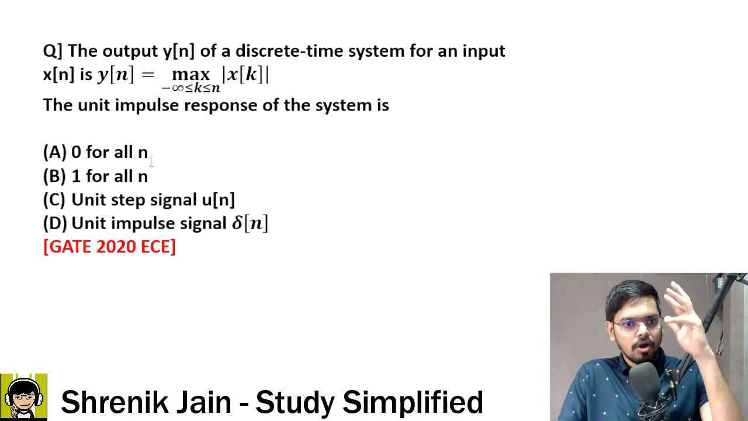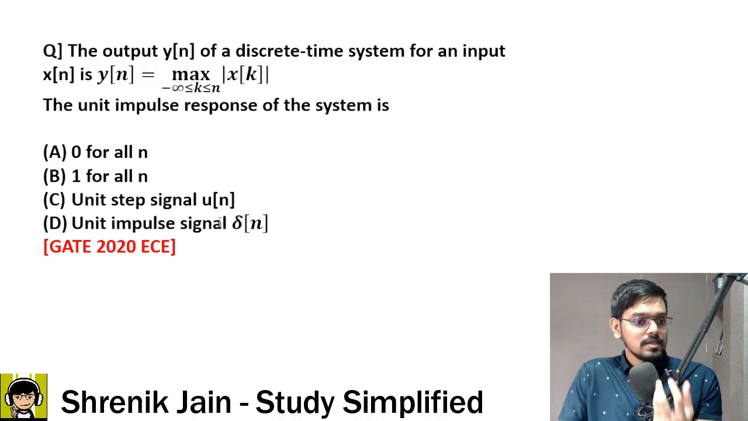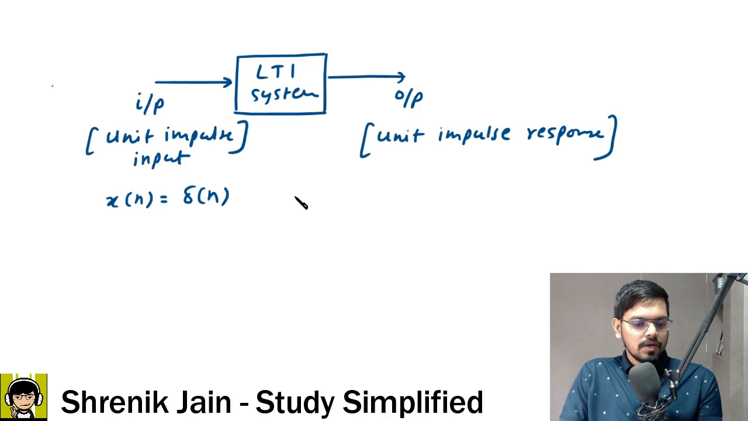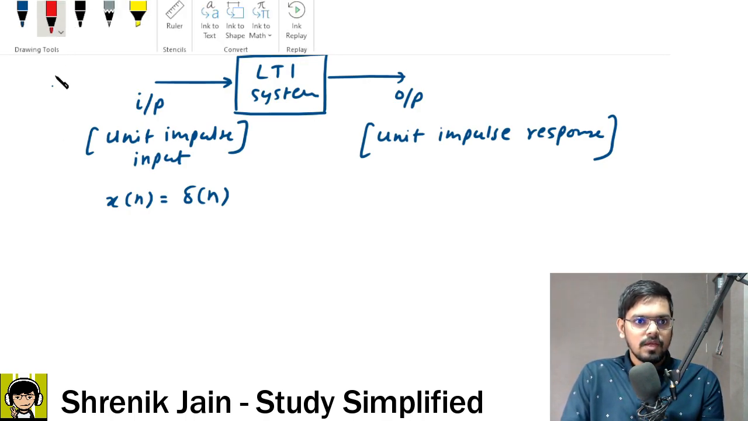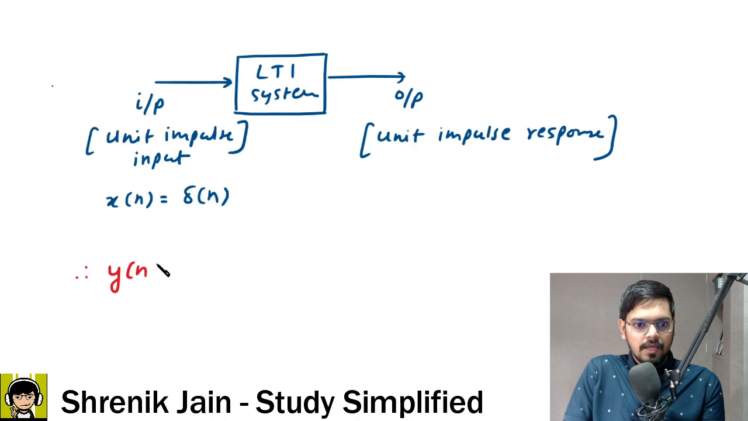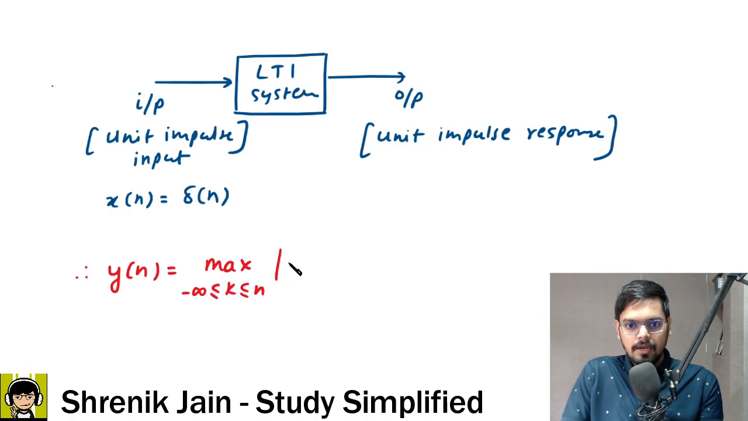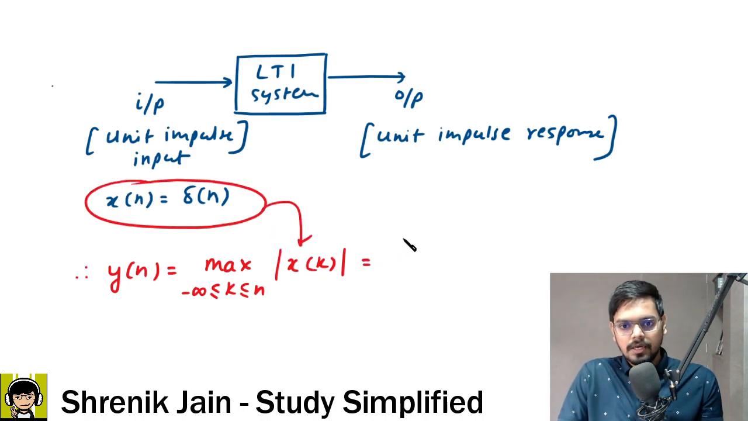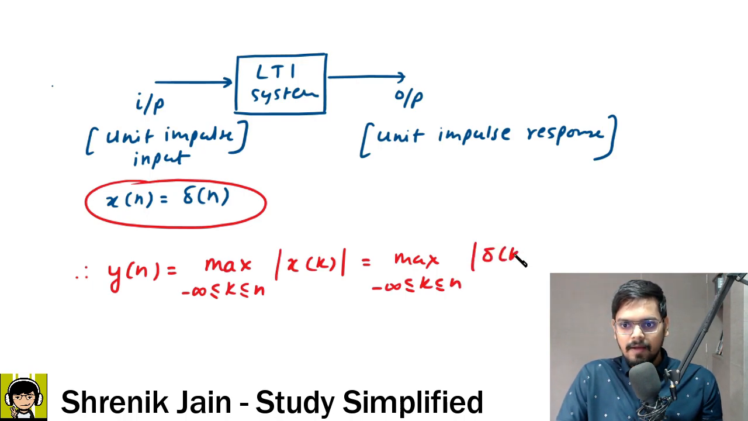Is it 0 for all n? Is it 1 for all n? Or else is it a special function, u of n or delta of n? Check it out. To understand that, y of n is equal to maximum from minus infinity less than or equal to k less than or equal to n of mod of x of k, and because x of n is equal to delta of n, substitute here, it would be delta of k. So maximum over minus infinity less than or equal to k less than or equal to n of delta of k.